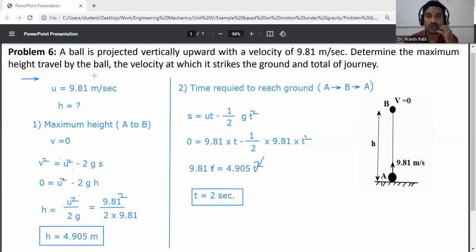So the question was to determine the maximum height. To calculate maximum height, use the relation v square is equal to u square minus 2gs. Then for the time required to reach the ground, use the equation s is equal to ut minus one half gt square. The ball travels from A to B and B to A, striking the ground. It starts from the ground and ends at the ground, so the total displacement is 0. Just calculate the time from this relation. This is your final solution.